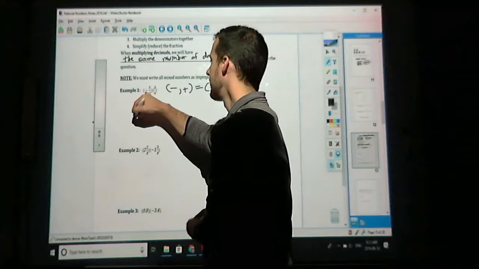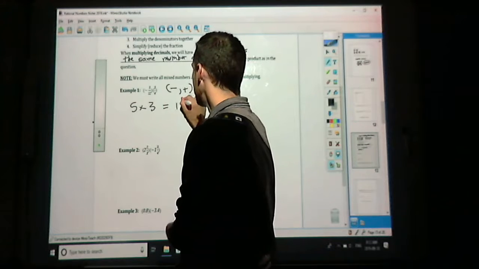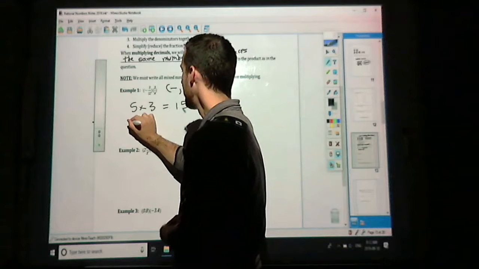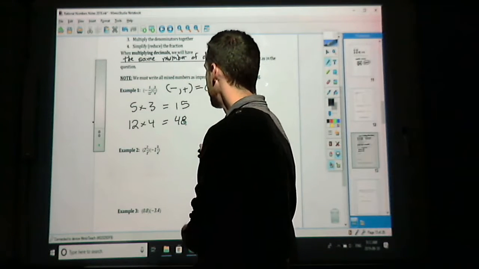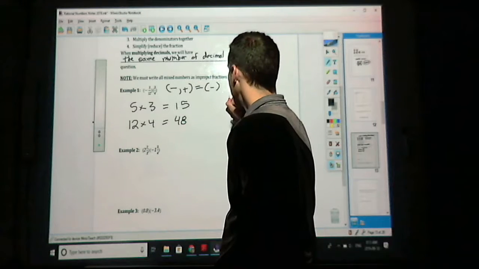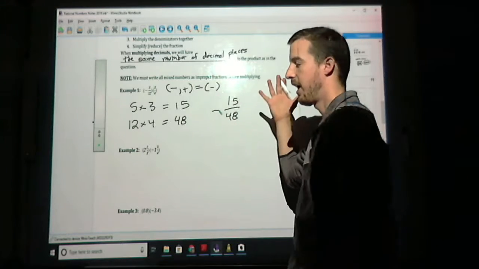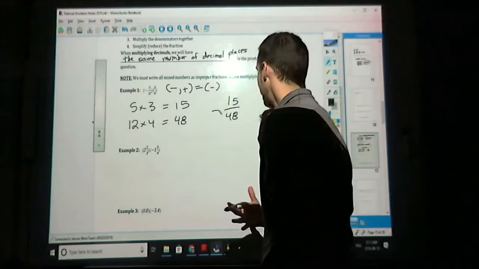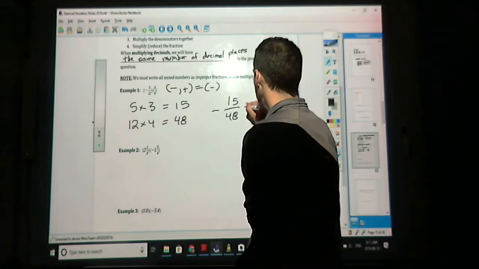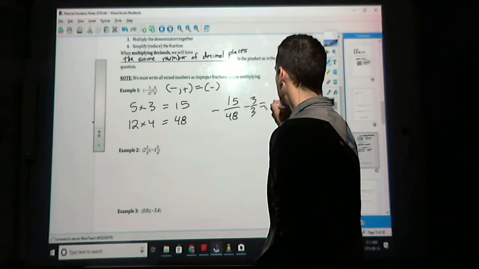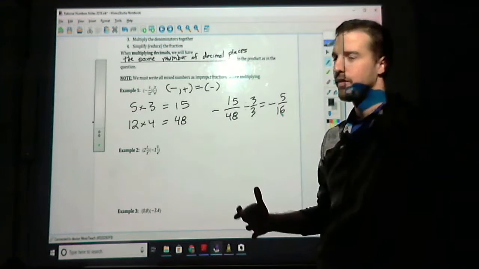Then we simply multiply the numerators, so 5 times 3 is equal to 15, and down below we have 12 times 4, which is 48. At the end of this, we plug in our numerator, our denominator, and our sign. And that's our answer. But, of course, we're going to simplify things. Both of these can be divided by 3 over 3, and our true final answer is going to be negative 5 over 16. And we can't simplify that any farther.